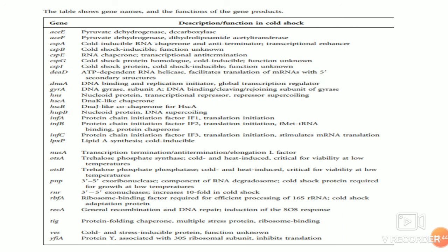More nucleoid proteins are produced. DnaK chaperones are produced, and a lot of transcriptional terminators and anti-terminators or elongation factors are produced. Exonucleases PNP and RNR are produced. Ribosome binding factors RbfA and RecA are produced. These are all induced under cold stress. Protein Y, which is associated with the 30S ribosomal subunit and inhibits translation, is also produced excessively under cold stress. These are the minimal changes; there are a lot of other changes happening. These are the changes observed clearly in many bacterial species under cold stress.